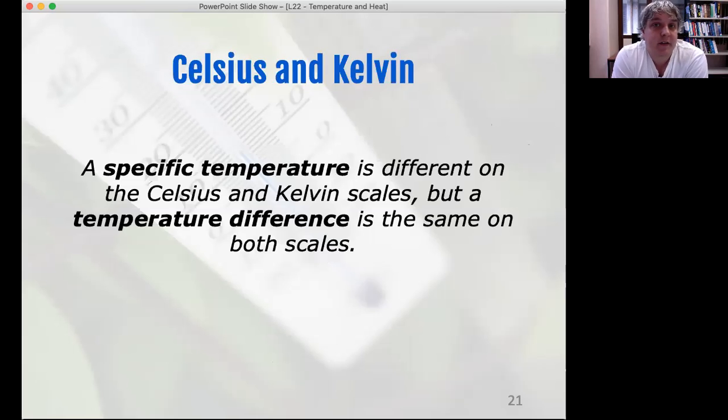So just to really reiterate this, because it is a tricky point for a lot of students as you're getting familiar with the Kelvin scale. If you've used it before, you're probably already familiar with this. If you haven't, this is one of the sticky points. A specific temperature is different on the Celsius and Kelvin scales, but a temperature difference is the same on both scales. All right, so specific temperature different, temperature difference the same.